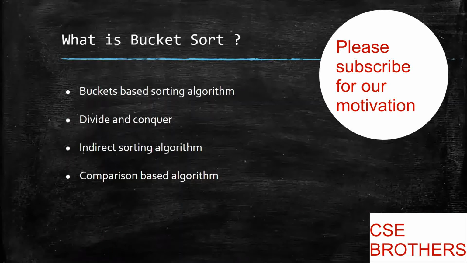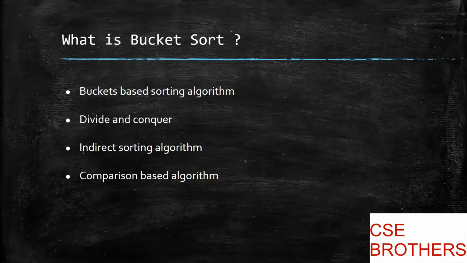So first of all, what is bucket sort? As the name suggests, it is a bucket-based sorting algorithm. In this algorithm, we take some buckets, then we distribute our input data into those buckets. Then we sort each bucket individually using some other sorting algorithm, which is generally insertion sort. Then we merge the output of each bucket by traversing in order. So at the end we will have data in sorted manner.